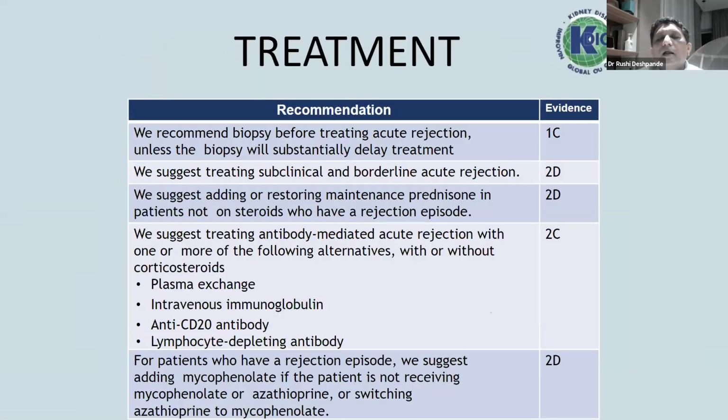How do you treat antibody-mediated rejection? We biopsy them first, and we should treat borderline as well as subclinical if it is an antibody-mediated rejection. So you should give steroids if they are not on steroids. The treatment will be one or more of the following alternatives: plasma exchange, IVIG, rituximab, and orally.